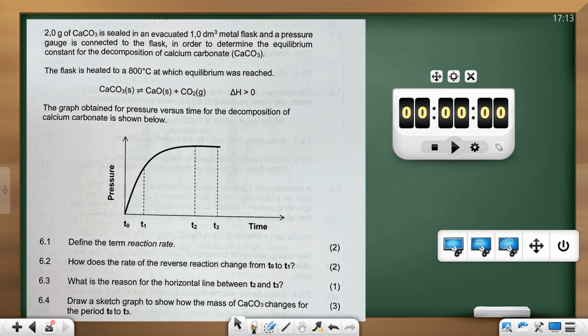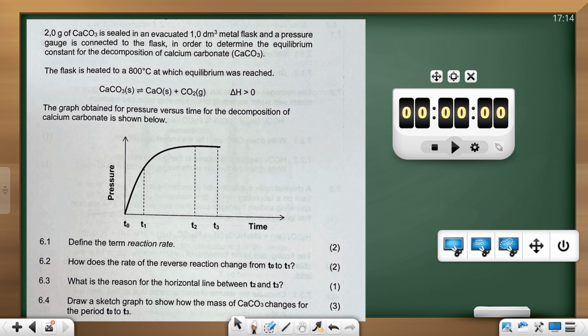Write this down. Increase in pressure favors the side with the fewer number of moles of gases. If we increase pressure, we will favor the side that has the fewer number of moles of gases. Please take note, you must put the word "gases" there.